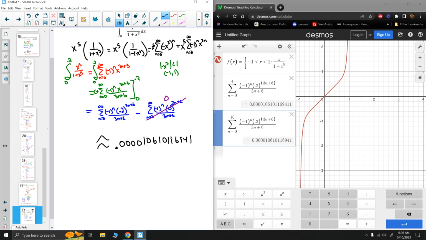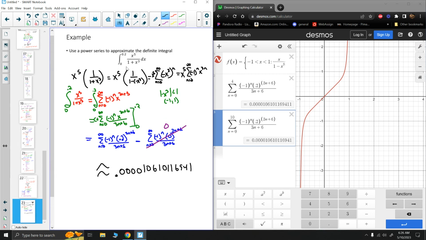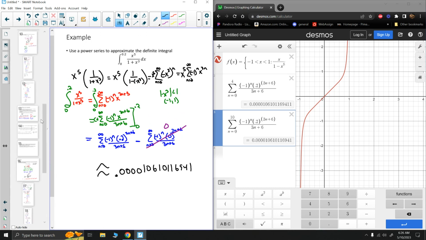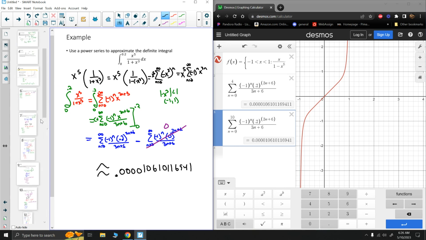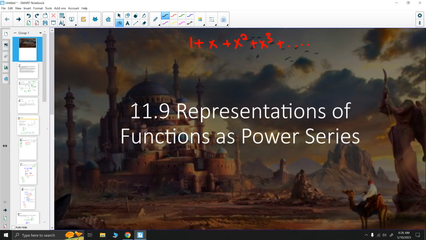All right. So that is one of the reasons for writing things as a power series, because we want to integrate stuff that maybe we don't have a clue how to integrate otherwise. And so we just turn it into a power series and integrate it. So that has been our representations of functions as power series. And I know it's a lot, but I wanted to do a lot of examples so that you can see it, because the more examples and the more times you do this, the easier it gets.